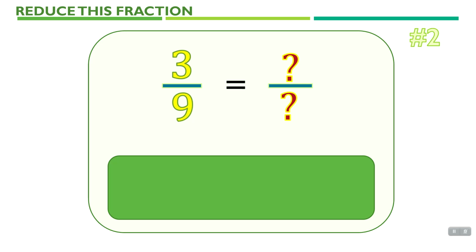3 over 9 can be reduced to what fraction? If we list the factors of 3 and the factors of 9, this will help us. What are the factors of 3? 1 and 3. What are the factors of 9? 1, 3, and 9. If we list the common factors, we see that 1 and 3 are common. But the greatest, the highest, the largest, the biggest number is 3.